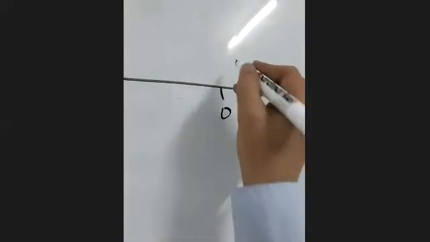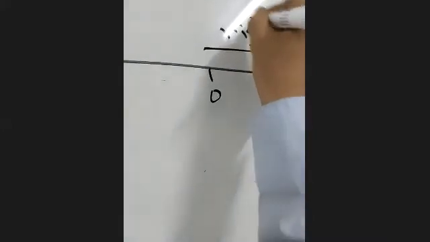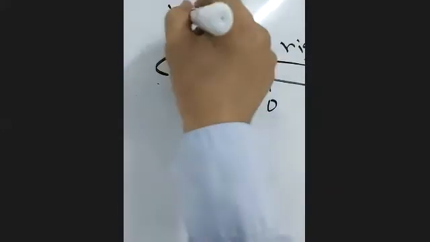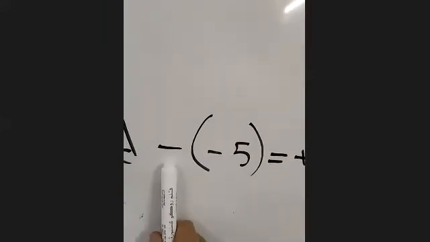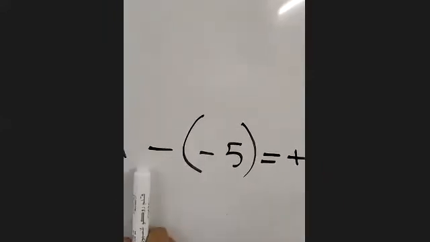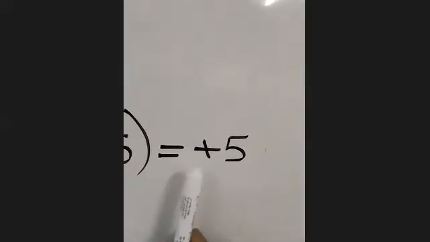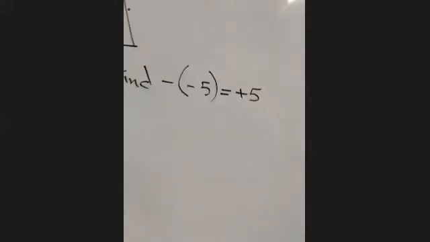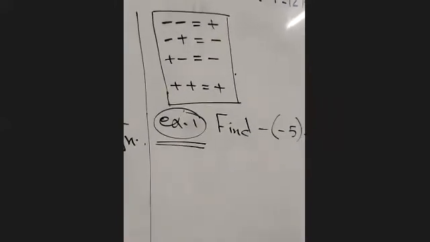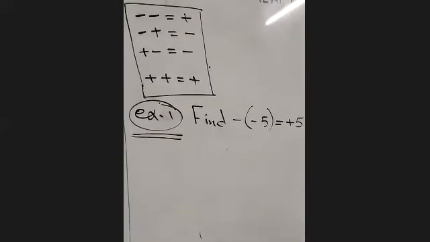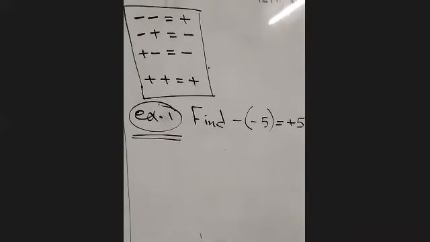Why? In the number line, guys, the positive, we are going to the right. And the negative, we are going to the left. Now, first negative, we are going to the left. But the negative of the negative will do the opposite. So we'll go to the right. So the negative becomes what? Positive. Using the square, okay? Find negative negative 5. The answer is positive 5.